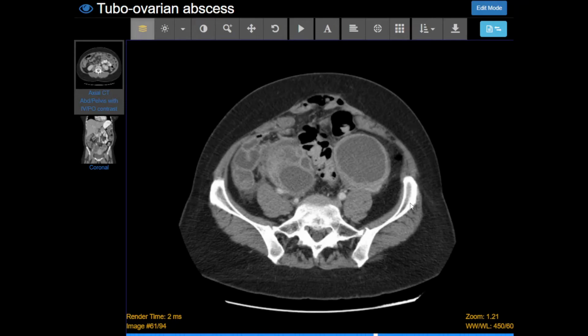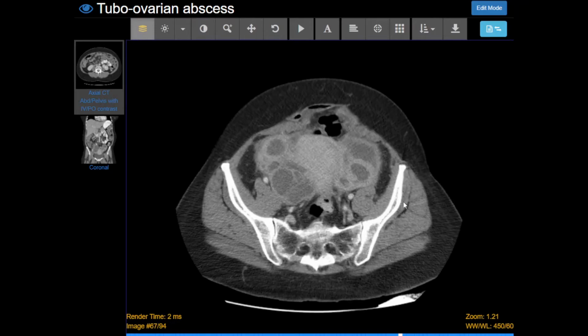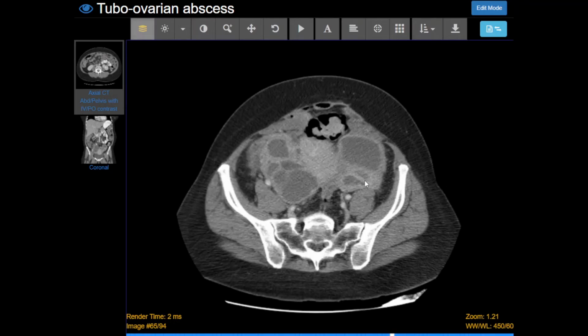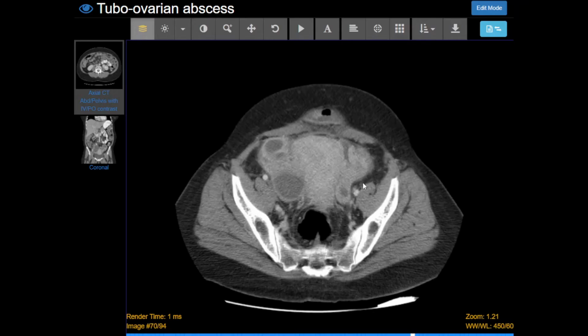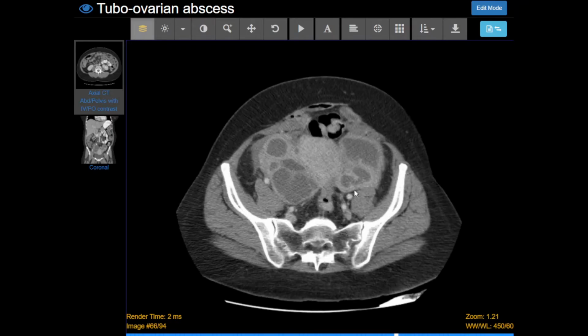Given the history, these are compatible with tubo-ovarian abscesses. They look like abscesses you might find elsewhere in the body. Again, cystic, thick, enhancing walls. It's often difficult in these cases to distinguish what's the tube and what's the ovary, just because of all the inflammation, but in this case, the treatment is the same, antibiotics.